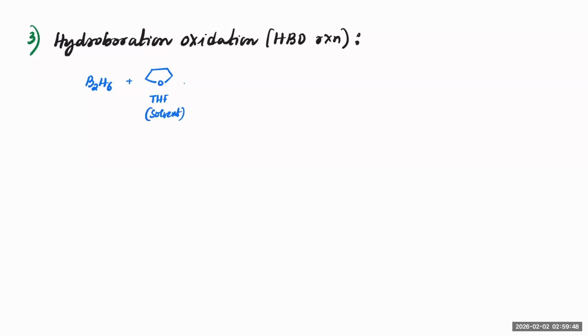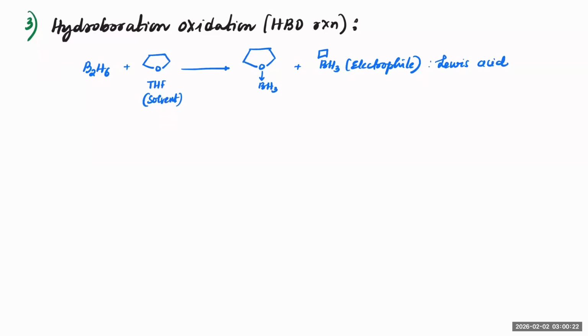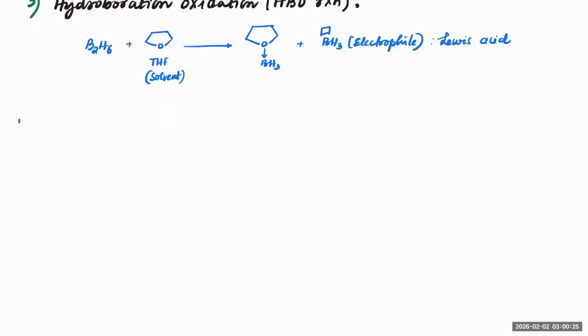As you add to this solvent, the solvent has a lone pair on it, so that will attach on one part of the boron, and the other part of the boron will release. The released boron is what acts like an electrophile. I hope you understood the reason why THF is used. The solvent is used to generate the electrophile. So now the electrophile has been generated. This electrophile is also a Lewis acid because it has an empty orbital. Now let's start with the first step.